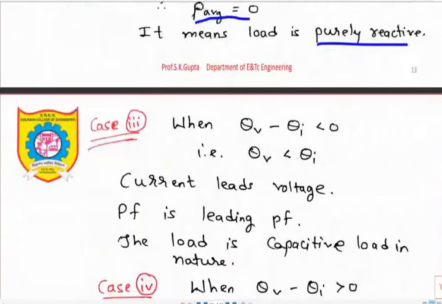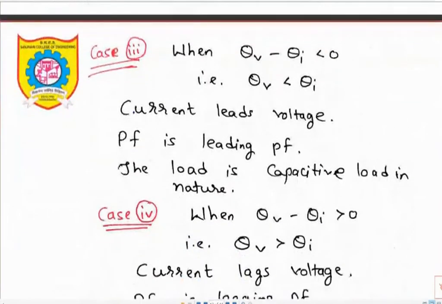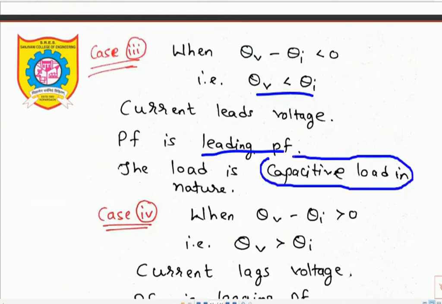Okay, now we will see one more case, case number 3. When my theta V is less than theta I, then current is leading the voltage, because current angle is greater than voltage angle. Current leads voltage, and your power factor is called the leading power factor. And whenever the power factor is leading power factor, your nature of load is capacitive in nature.